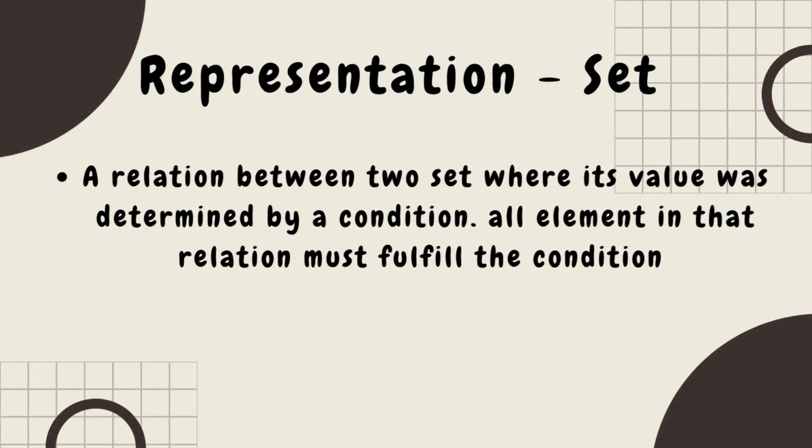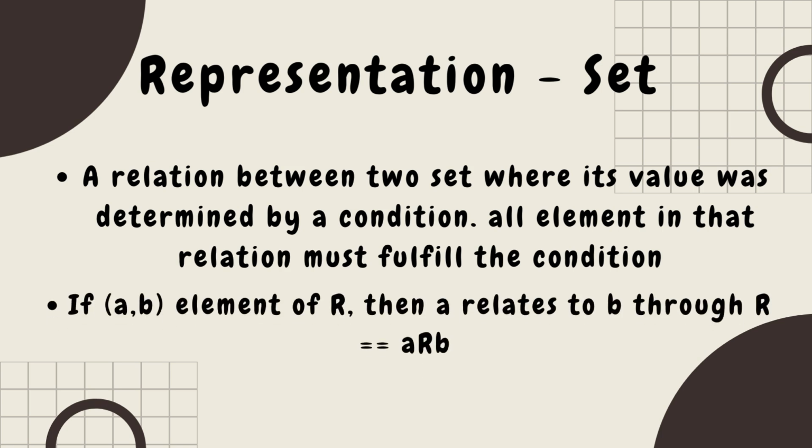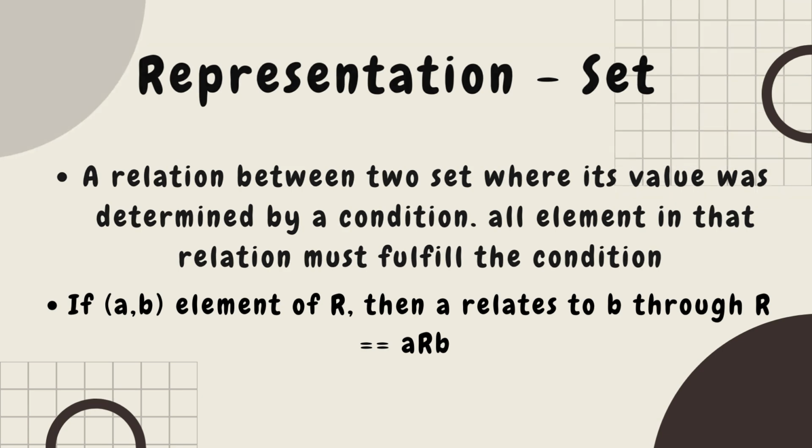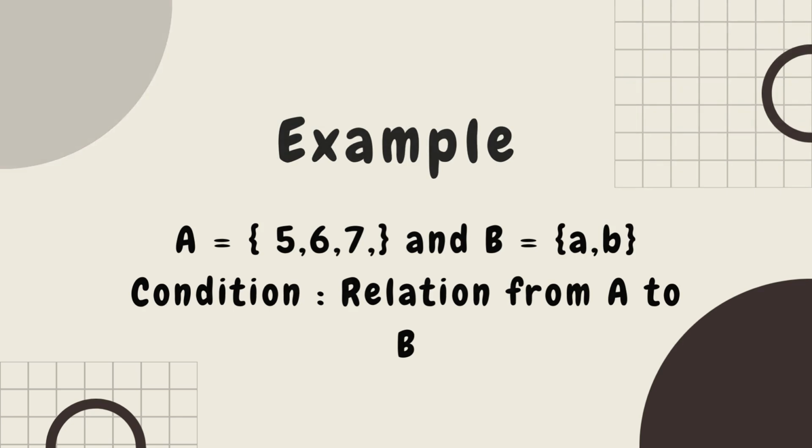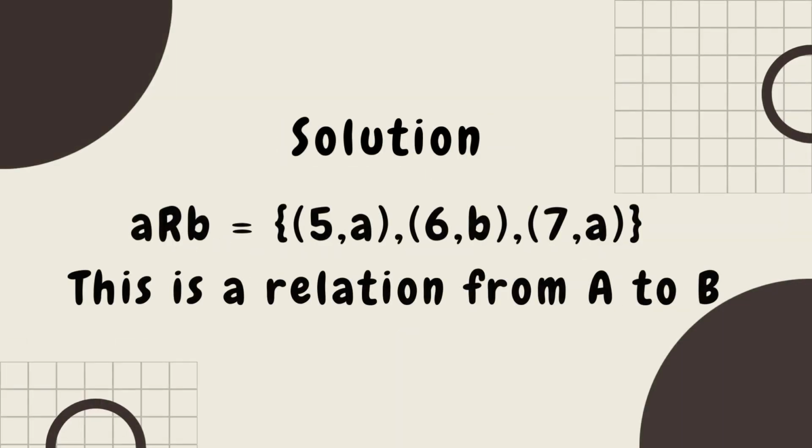Set is a relation between two sets where its value is determined by a condition that all elements in that relation must fulfill. If (A, B) is an element of R, then A relates to B through R, and we can symbolize it as ARB. Set A is {5, 6, 7} and set B is {A, B}. And the solution is ARB equals {(5,A), (6,B), (7,A)}. And this is a relation from A to B.